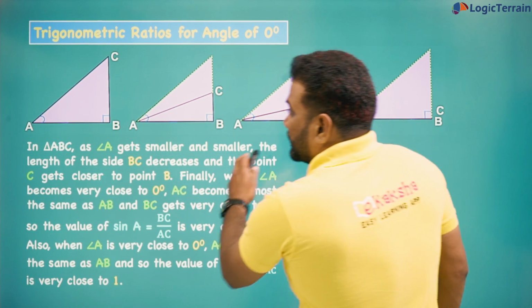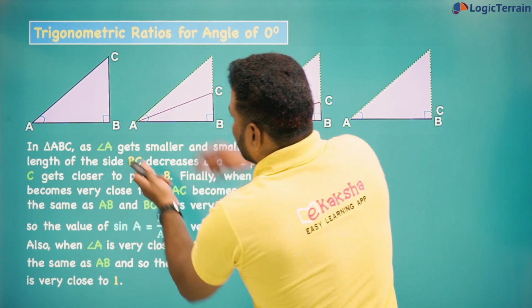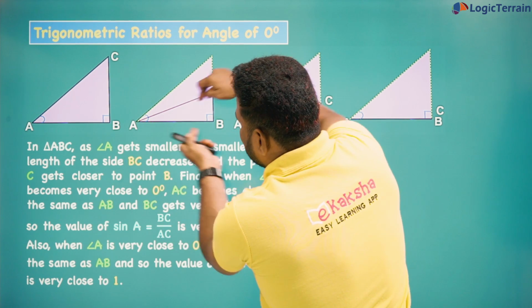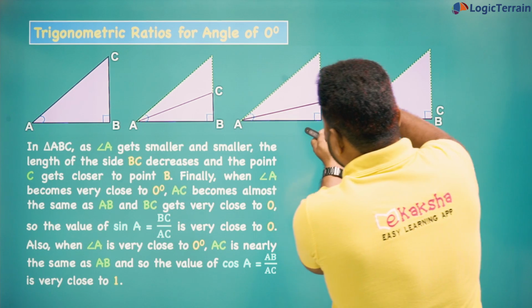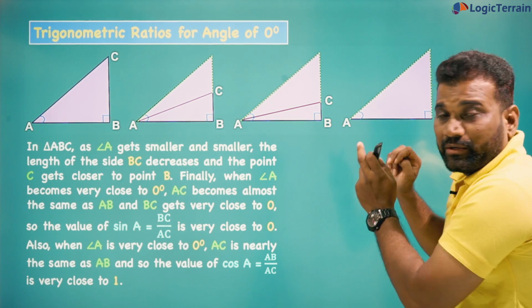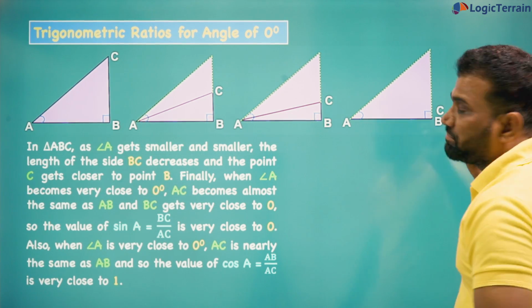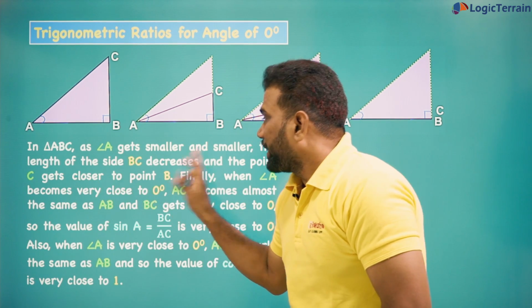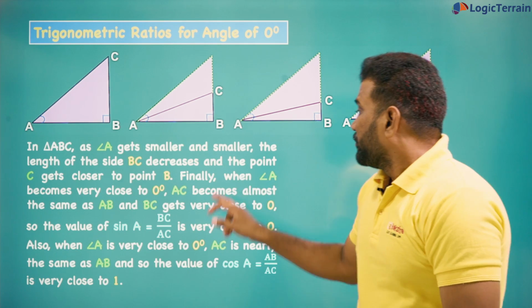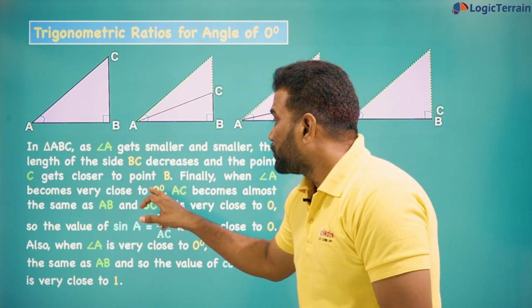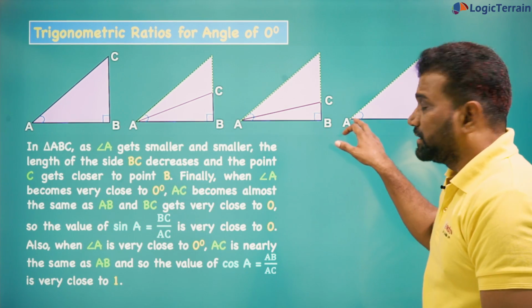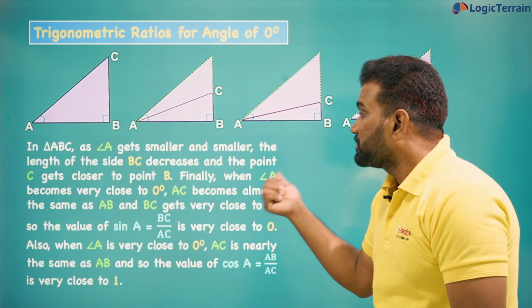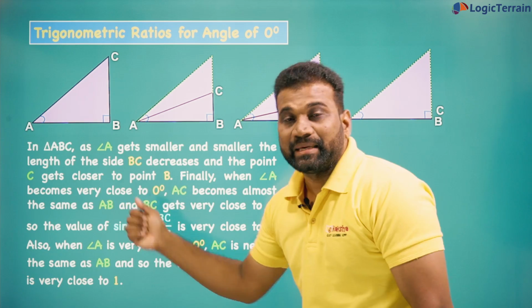The length of the side BC decreases. Initially BC length is this much, then this much. When the angle decreases, BC length is this much. When the angle is almost 0, it coincides with B. So as the angle decreases, the point C gets closer to point B. Finally, when angle A becomes 0 or very close to 0, then AC becomes almost the same as AB.